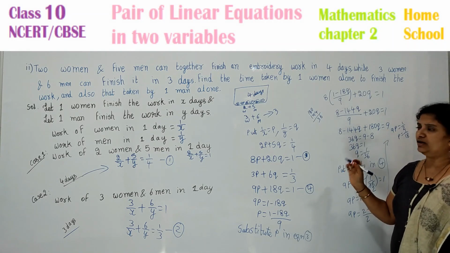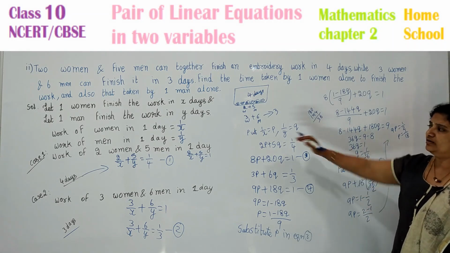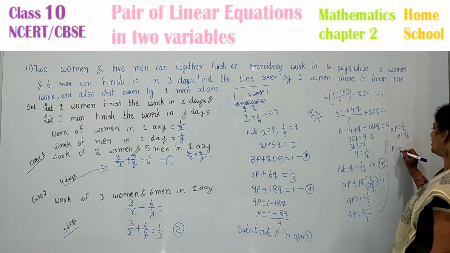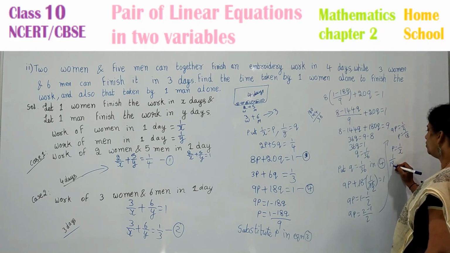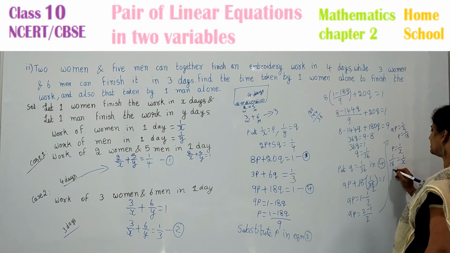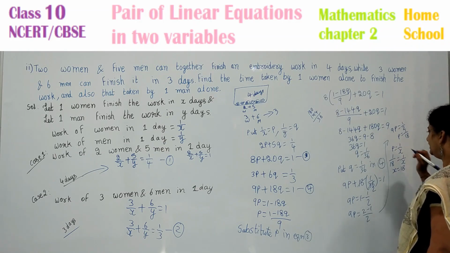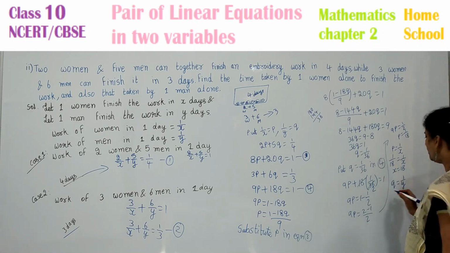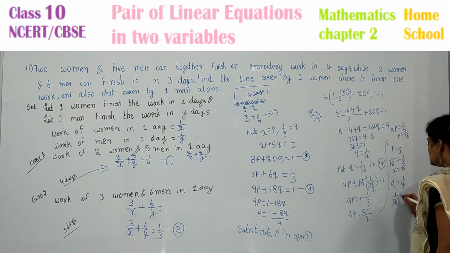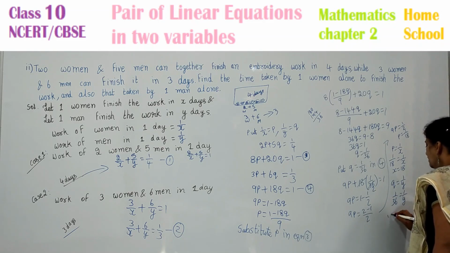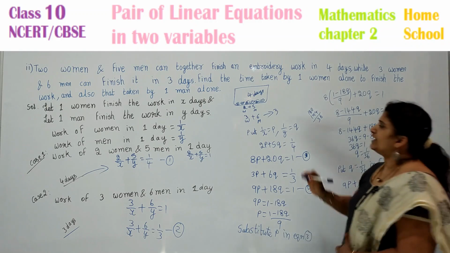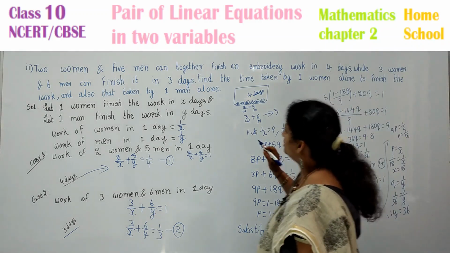Is this completed? No, it's not completed. We have assumed p is equal to 1 by x. That means 1 by 18 is equal to 1 by x. x is equal to 18. Similarly, q is equal to 1 by y. And what is your q value? 1 by 36 is equal to 1 by y. Therefore, y is equal to 36. Finally, what is your answer, children?